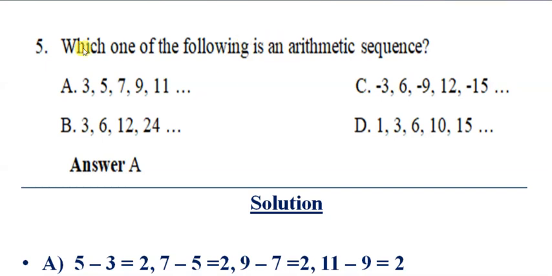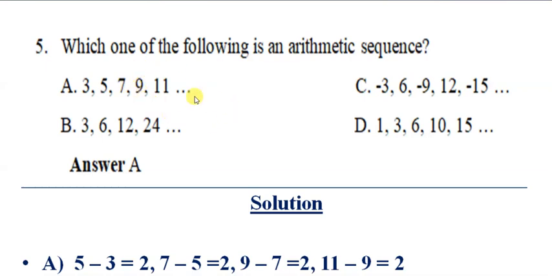Now here, as you can see, in A it says 3, 5, 7, 9, 11 and so on, in B it is 3, 6, 12 and so on, in C it is minus 3, 6, minus 9, 12, minus 15, and in D it is 1, 3, 6, 10 and 15. How can we identify whether these sequences are arithmetic, geometric, or neither?